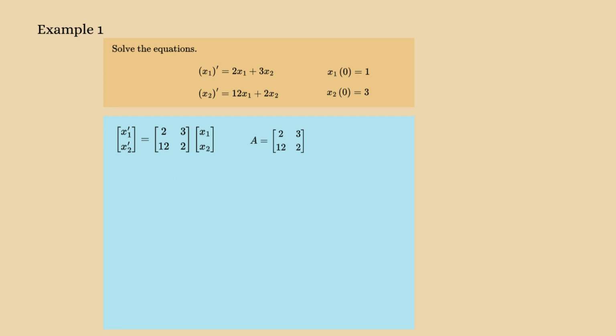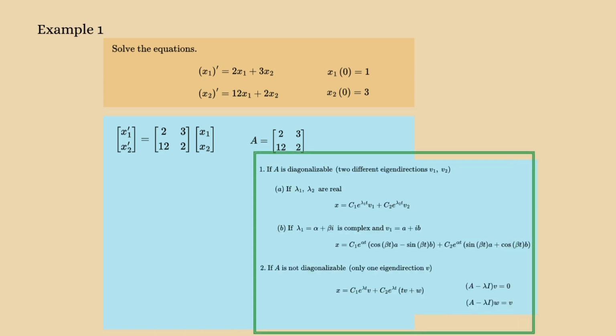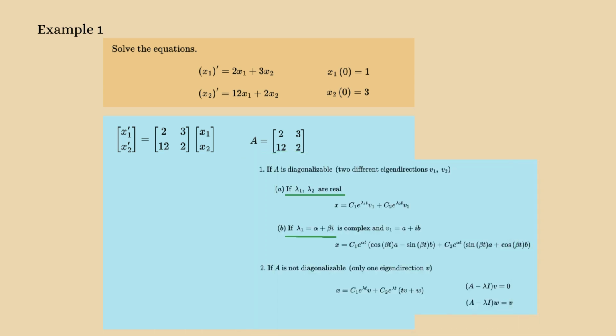Let's try to recall what our recipe is again. If you look at the recipe, you can see that depending on whether our lambdas are real or complex valued, we will have different cases. And also in our formula, we have our v1 and v2. This means that in order to apply our strategy, we have to know what our lambda 1, lambda 2, v1, and v2 are.